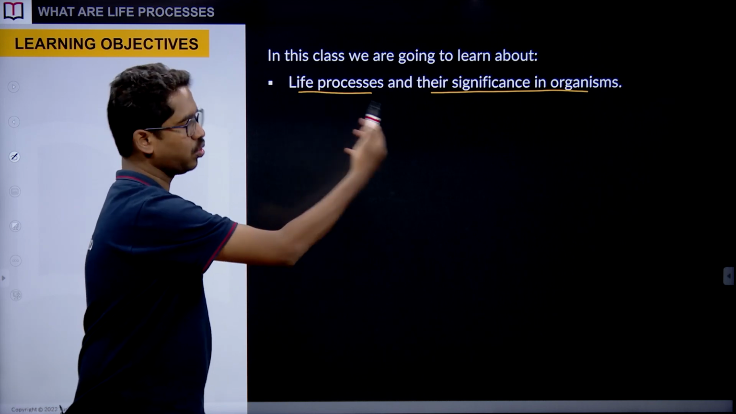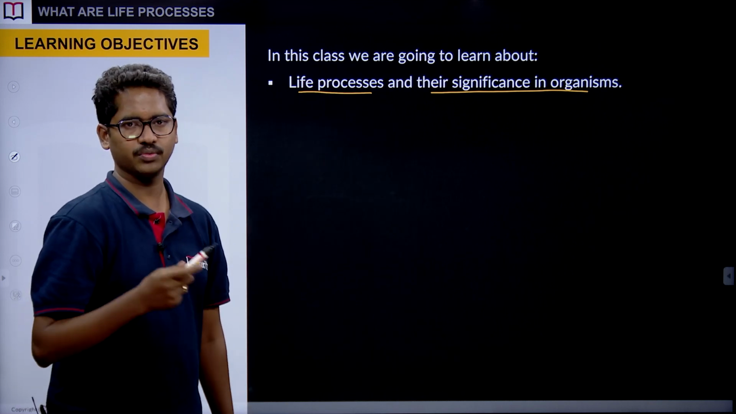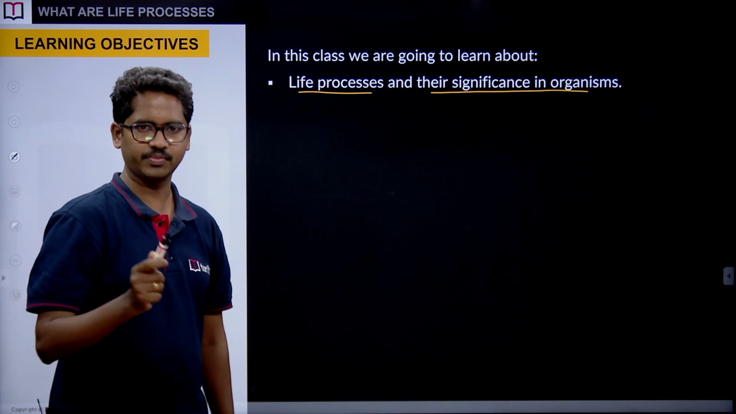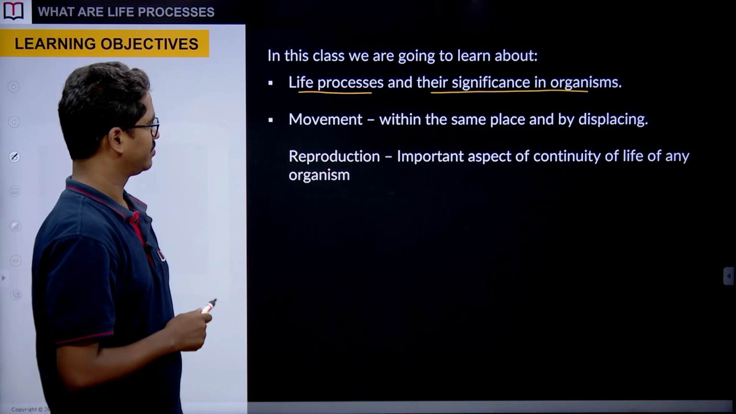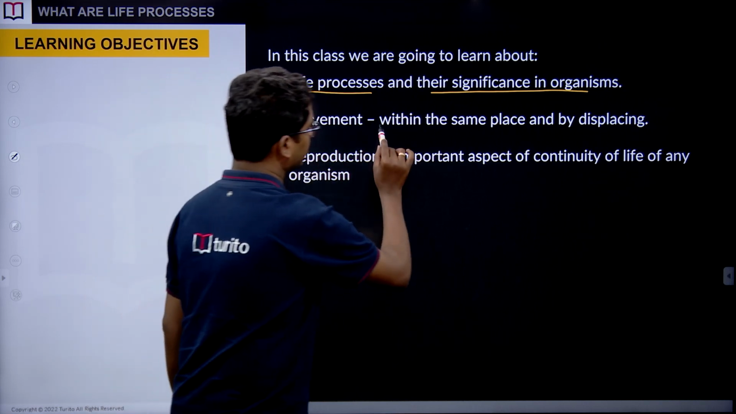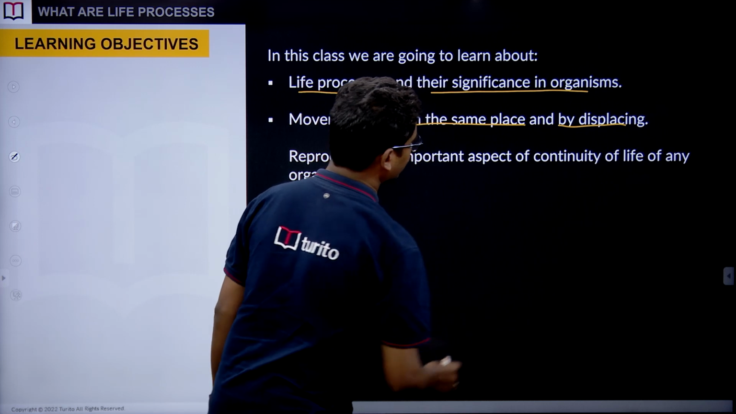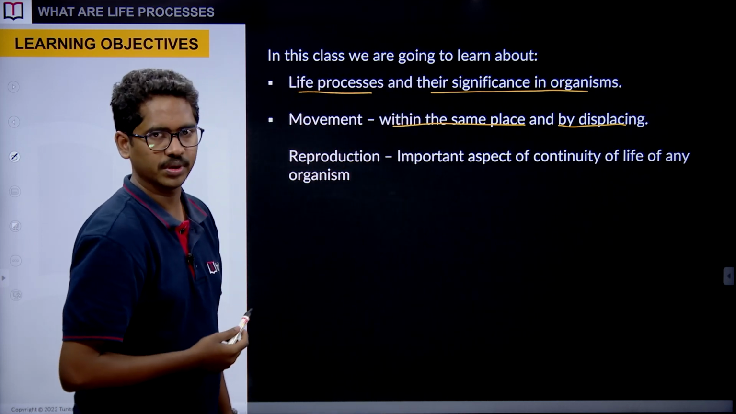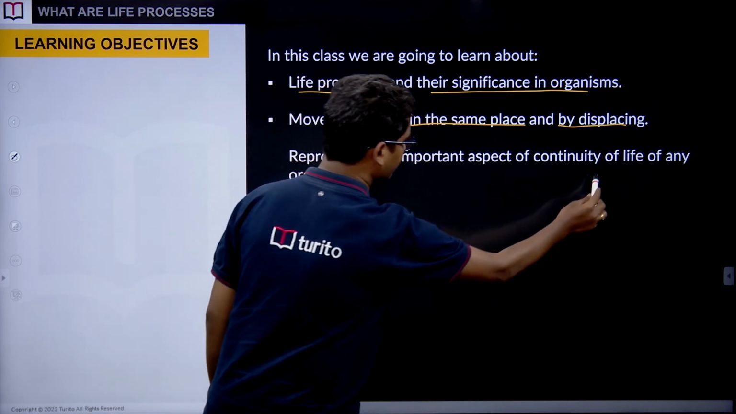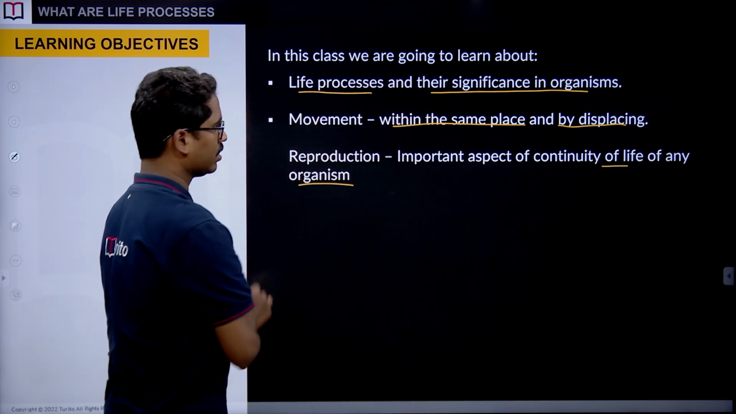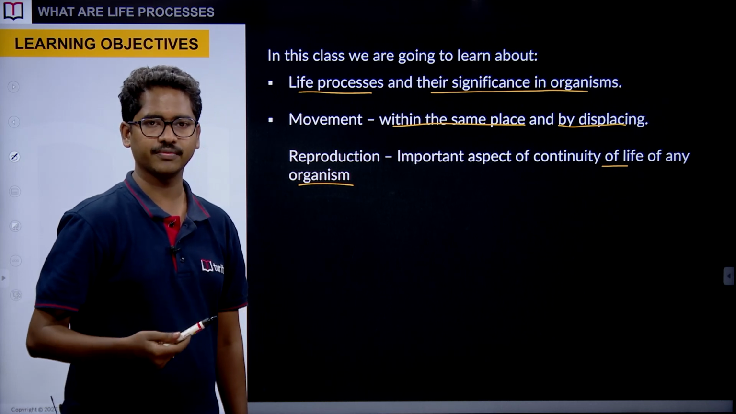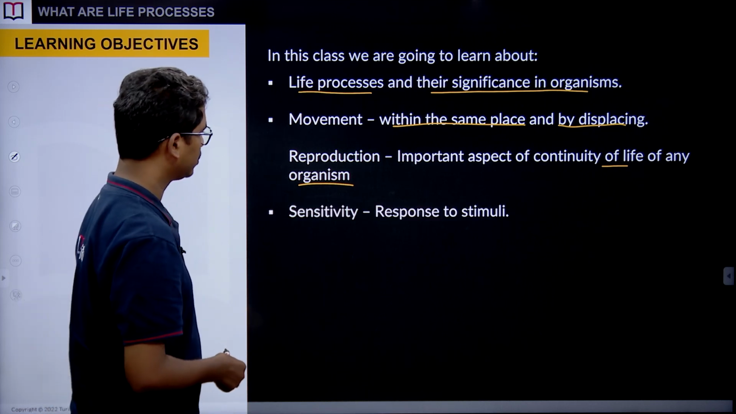Whatever you have dropped in the chat box, if you would like to verify yourself, observe the screen carefully. First thing you see here, movement: within the same place or by displacing, that is moving from place to place, is called movement. We see reproduction, an important aspect of continuity of life of any organism. If any organism has to continue its life, it needs this process of reproduction.